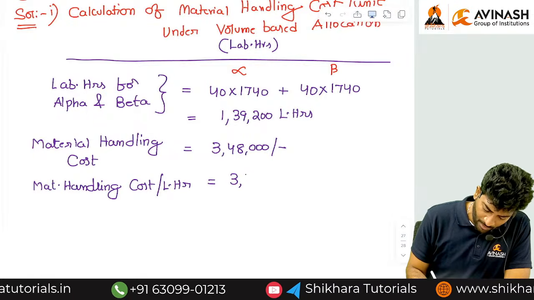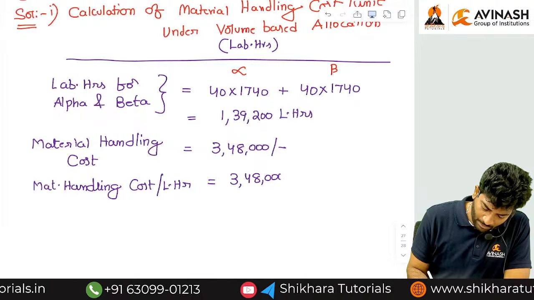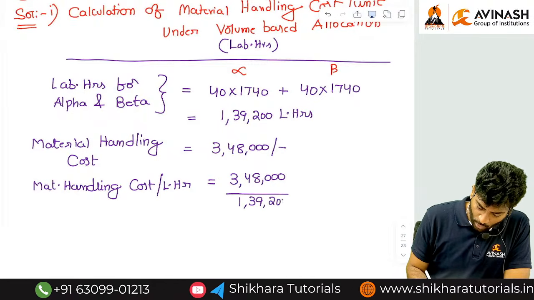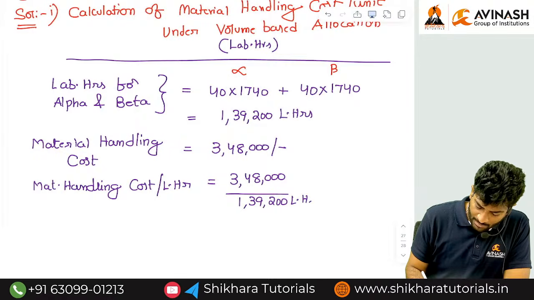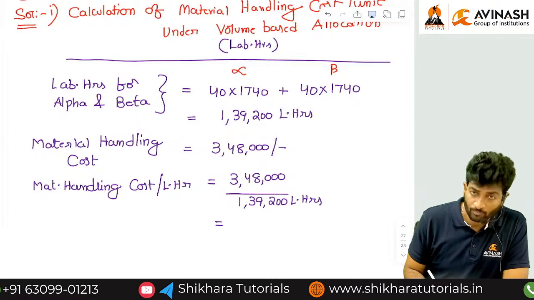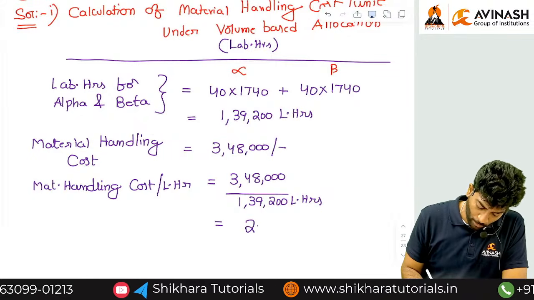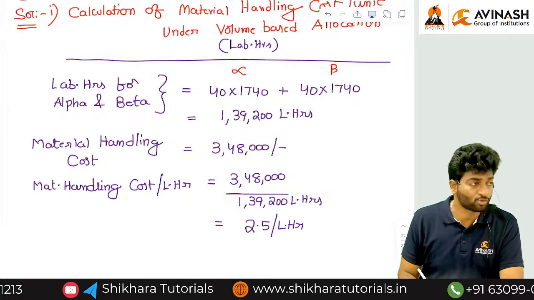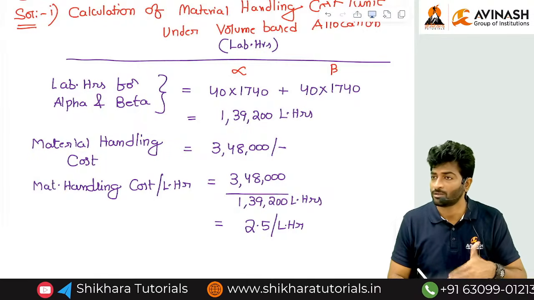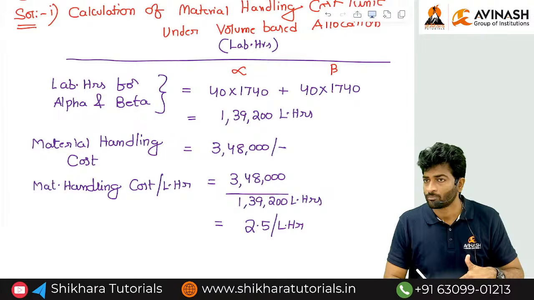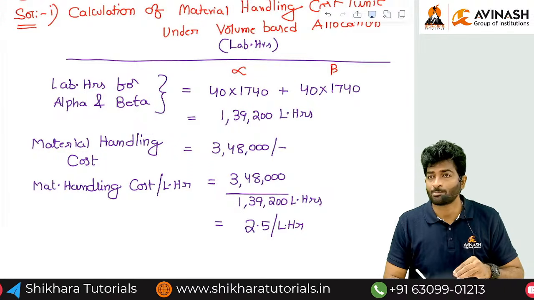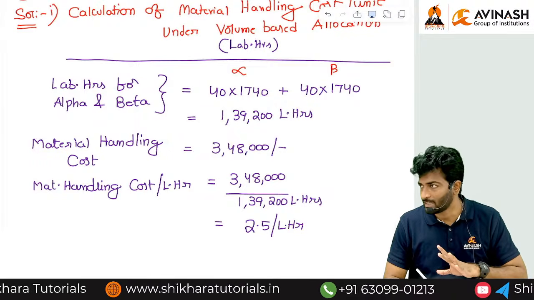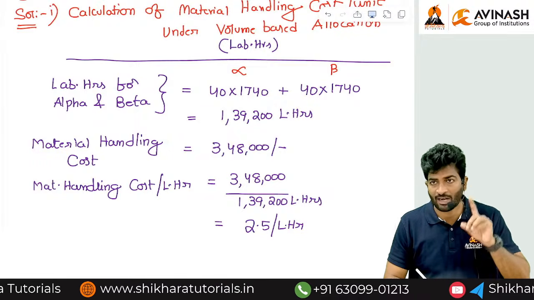Equal to 48,000 rupees divided by 1,39,200 labor hours is equal to 2.5 rupees per labor hour. Can someone tell me what this 2.5 per labor hour is known as? Good. This is nothing but the overhead absorption rate, the overhead recovery rate. Is it clear? So this is the absorption rate under the traditional method.